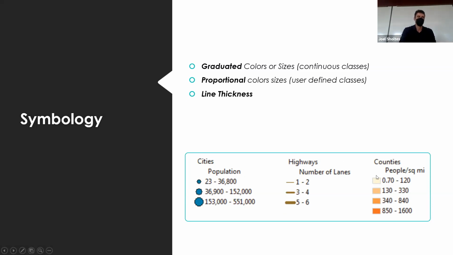And then here's that graduated color scheme. So this would be counties, people per square mile, like population density. So you can imagine a county map of Colorado, and darker colors would be higher population density, lighter colors would be lower. If we switch those colors, that might be a little confusing.